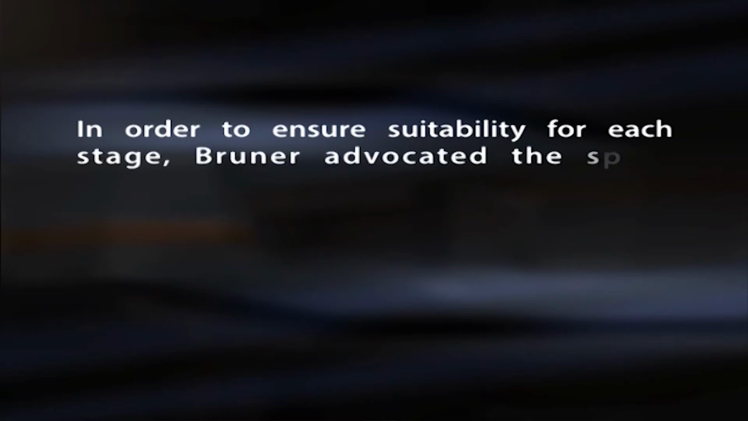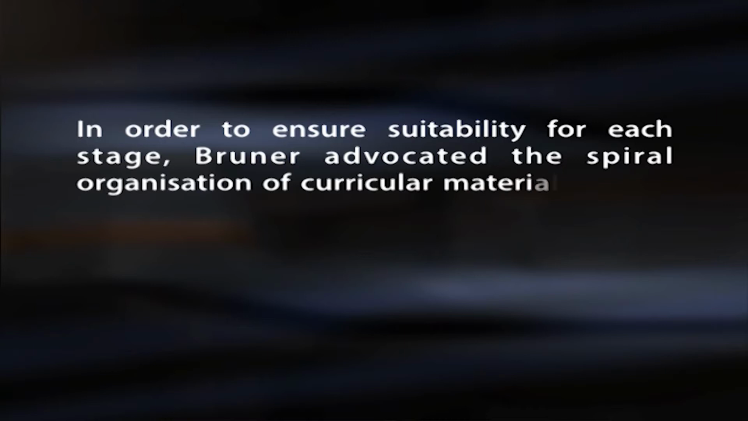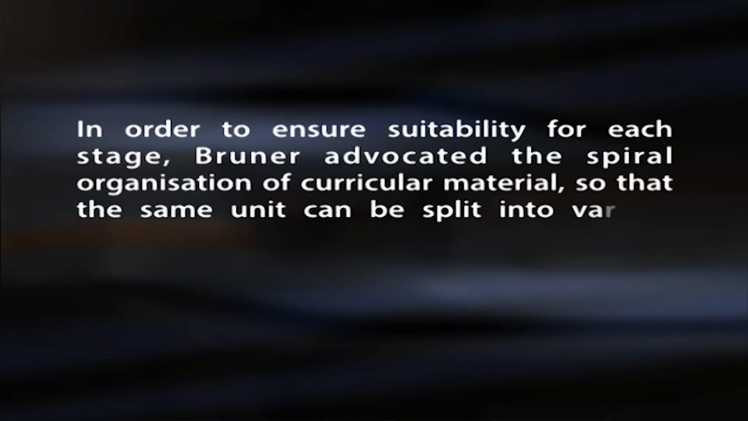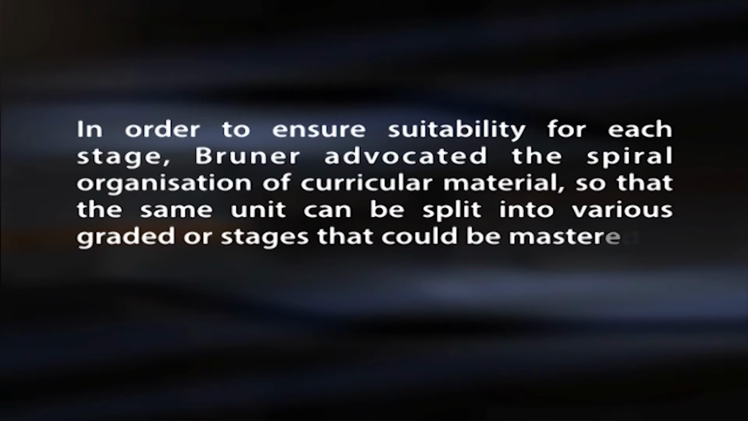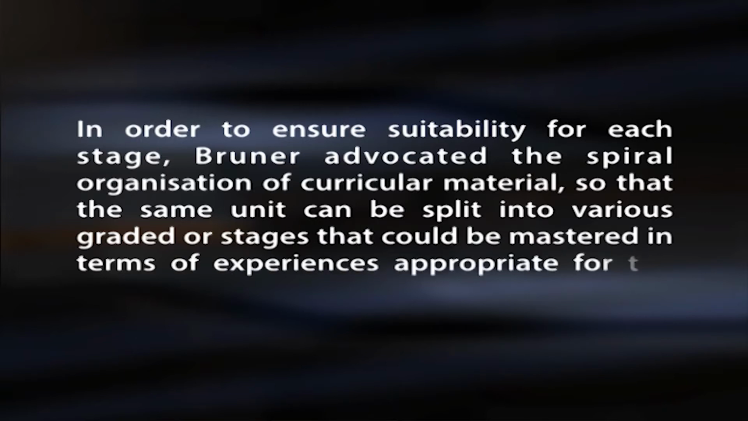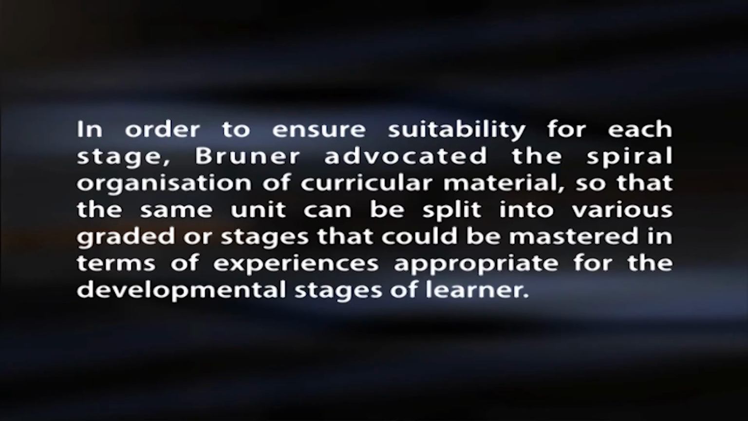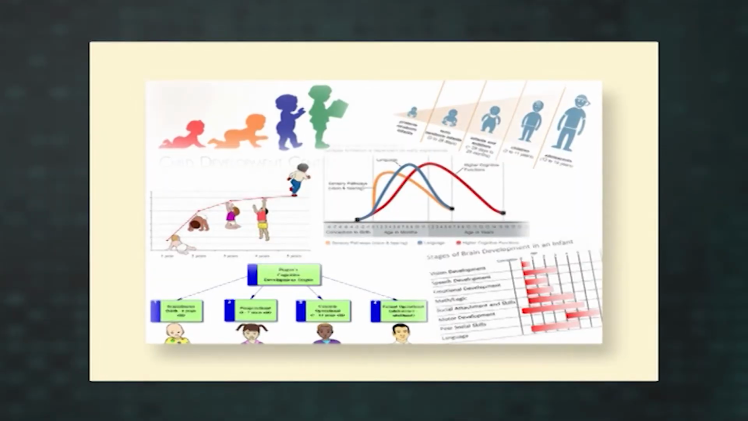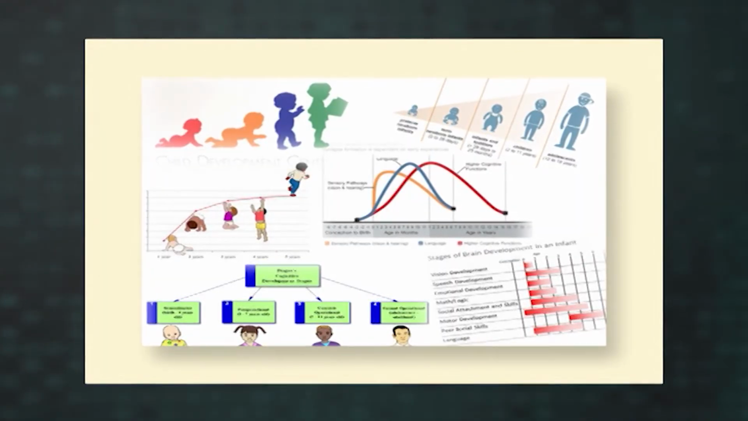In order to ensure suitability for each stage, Brunner advocated the spiral organization of curricular material so that the same unit can be split into various stages that could be mastered in terms of experiences appropriate for the developmental stages of the learner. In order to ensure proper cognitive development, gradual increase in the level of abstraction of experience should be given. Freedom from bondage of response to concrete stimuli and increase in the use of verbal language were cited by him as signs of cognitive development. This should be judiciously done.